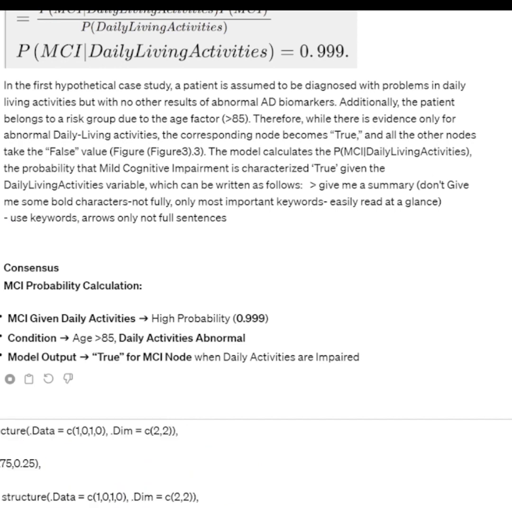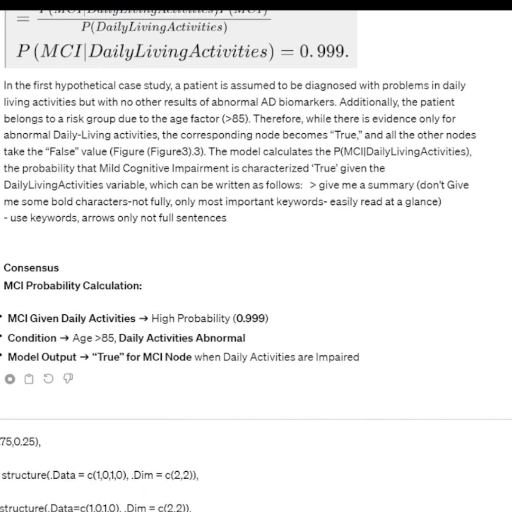MCI probability calculation: MCI given daily activities has a high probability, 0.999, under the condition age 85 and abnormal daily activities. The model outputs true for the MCI node when daily activities are impaired.